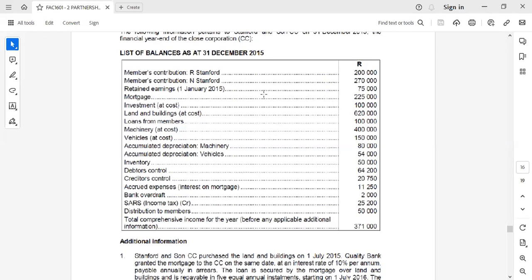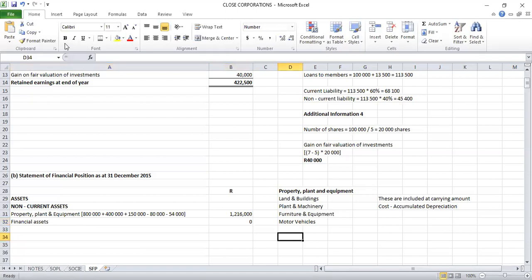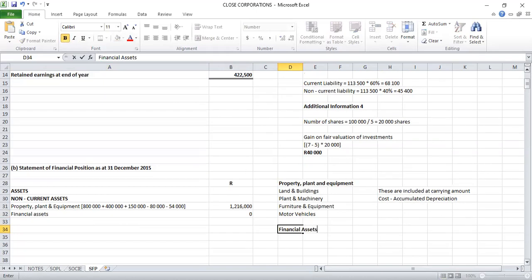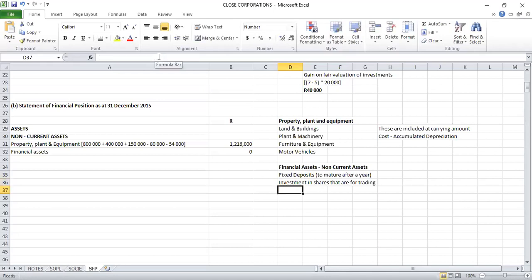we also include financial assets. In this case, we don't have any. Right. What are the financial assets that we include? Fixed deposits that mature after a year. As long as their maturity date is more than a year away, then we would include them under non-current assets. Investments in shares that are for trading.